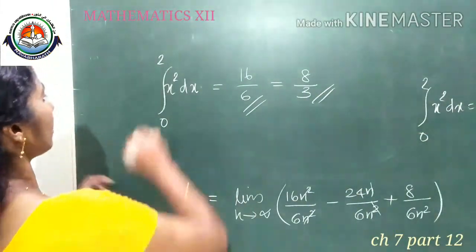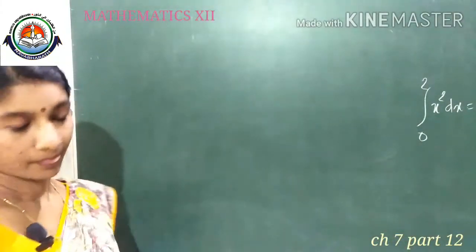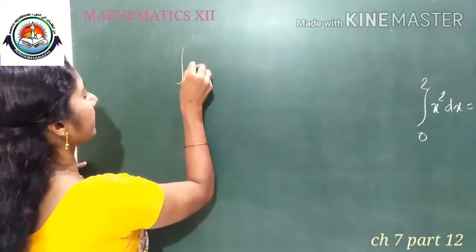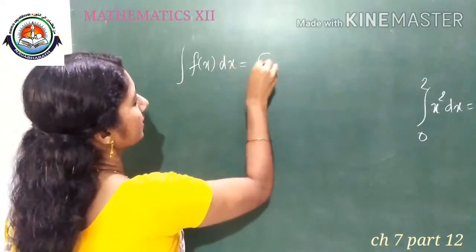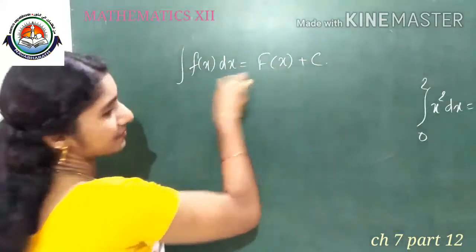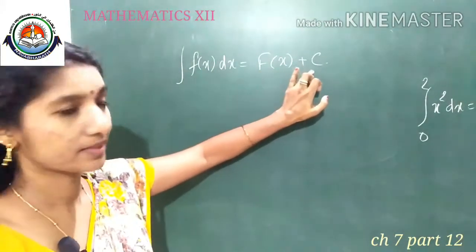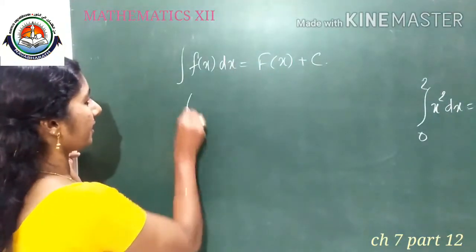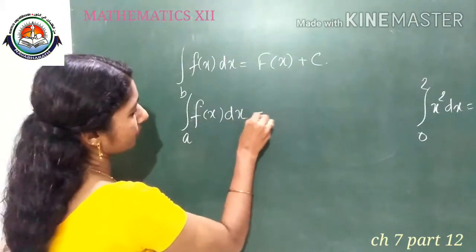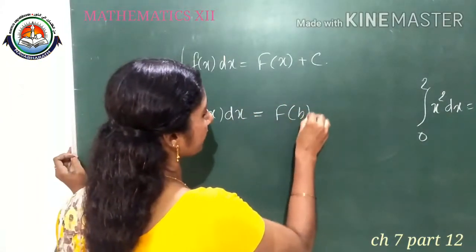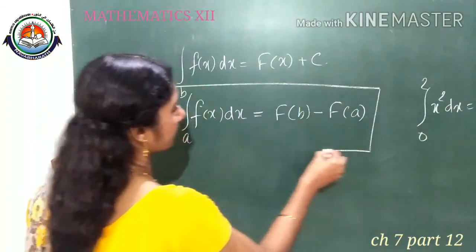And the same thing we can do in another way without writing these many steps. See, for the function f of x, if integral of f of x dx is equal to capital F of x plus c, meaning a new function. So if integral of f of x dx equals F of x plus c, then integral a to b f of x dx equals F of b minus F of a. This is the fundamental theorem in integrals.